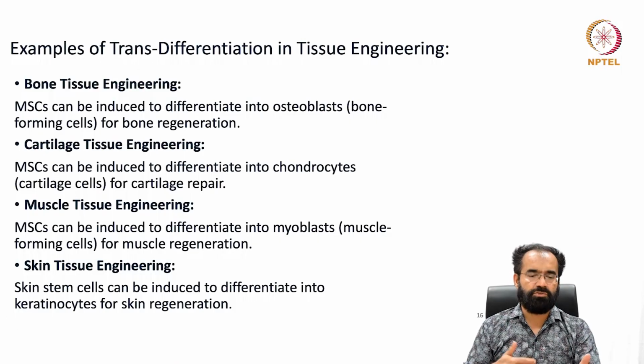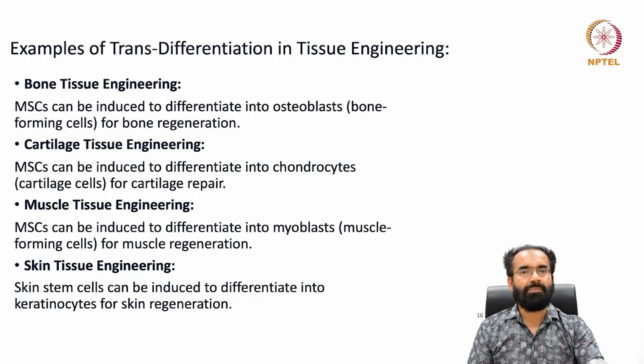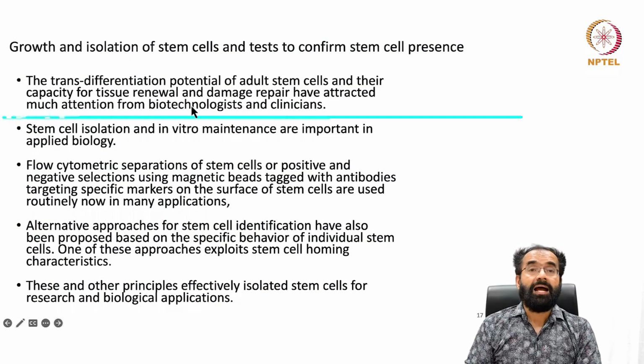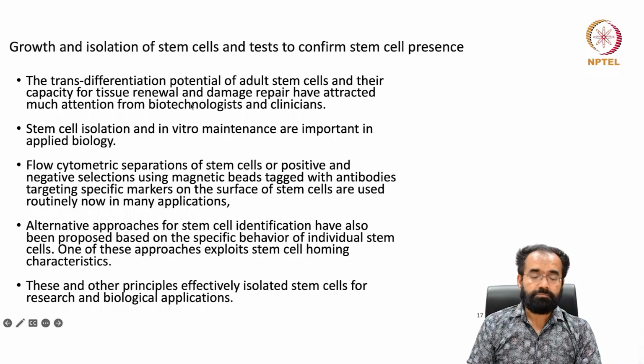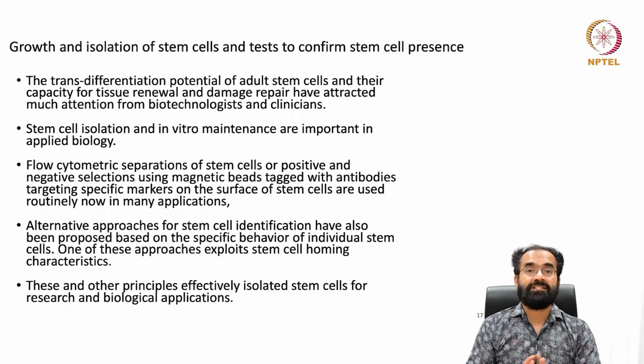So the list continues. Don't think that only 4 types of cells can be produced. Some examples are mentioned here. And let us understand the growth and isolation of stem cells and the test to confirm the stem cells' presence.